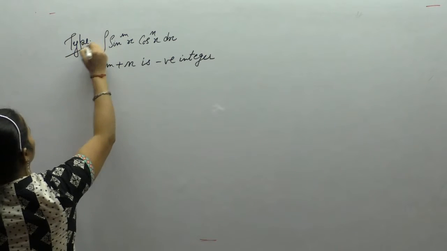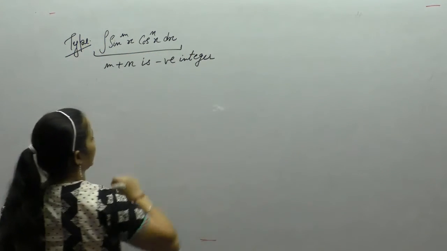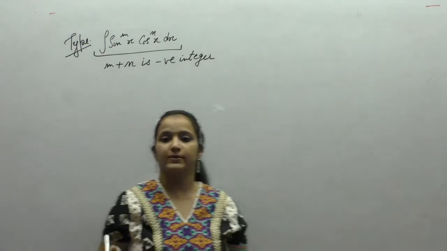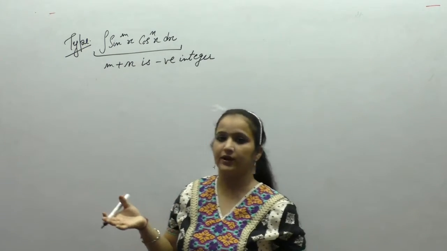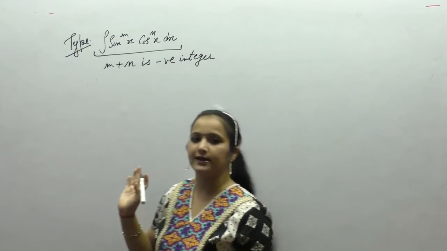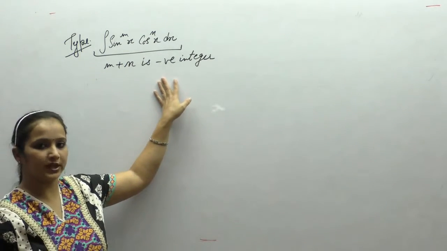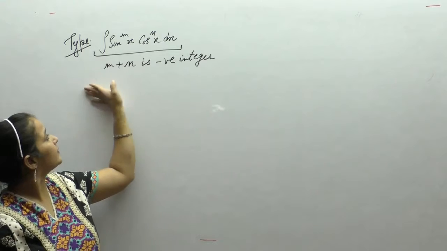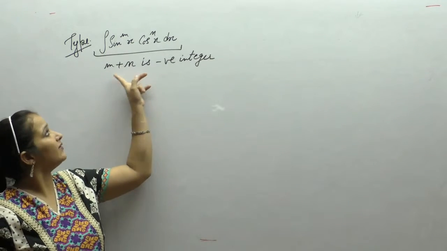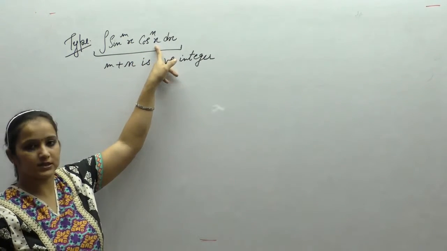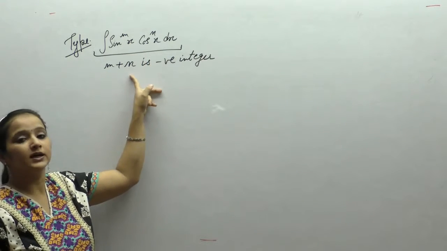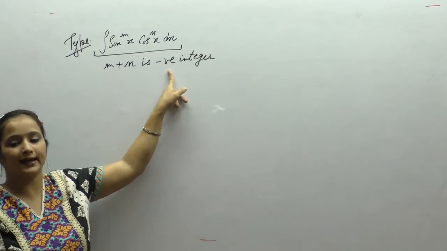कल जो हमने प्रीवियस क्लास में टाइप करी थी, इसी टाइप के इंटेग्रल्स थे. उसमें क्या था? If m is even or odd and similar for n is even or odd. Today what we are doing, the integrals of the same type, but the condition is that the sum of powers of sine and cos would be a negative integer. Let's start with question number 1.